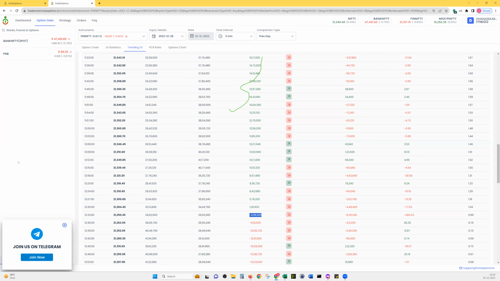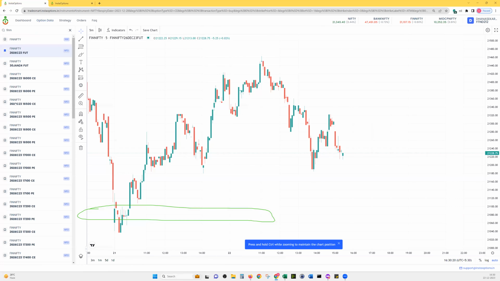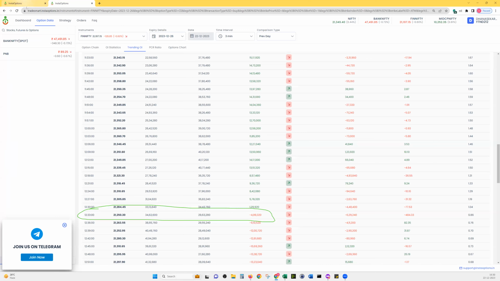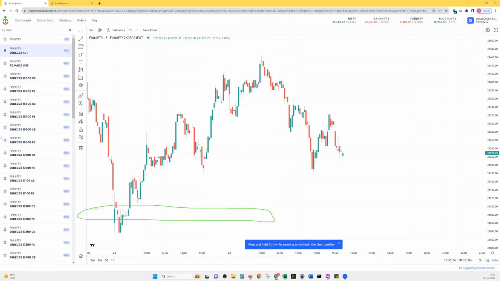bearish or bullish. At 1233, it became bearish or bullish? But type your answers in the chat box. It became bearish or bullish? It became bearish. So now what you can look at, 1233. I'm just going to plot 1233 over here.